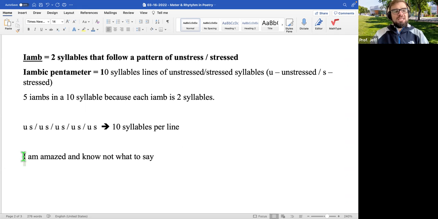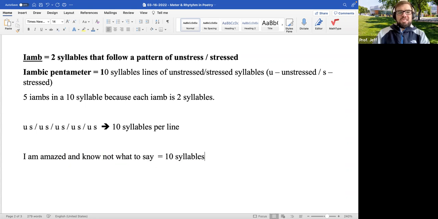And let's just count the syllables first, right? I am amazed and know not what to say. One, two, three, four, five, six, seven, 8, 9, 10, right? So again, 10 syllables.